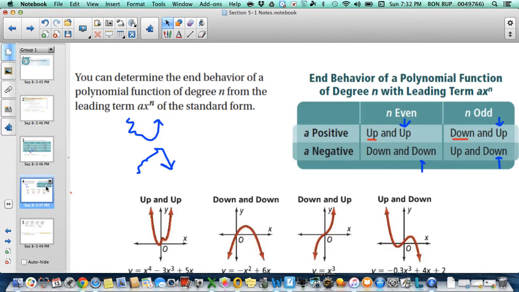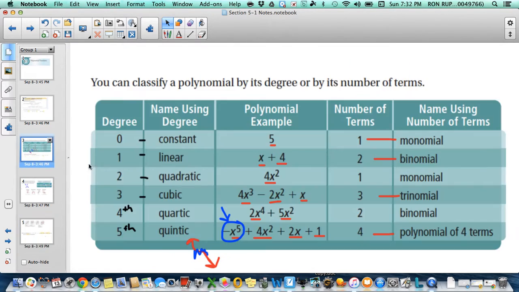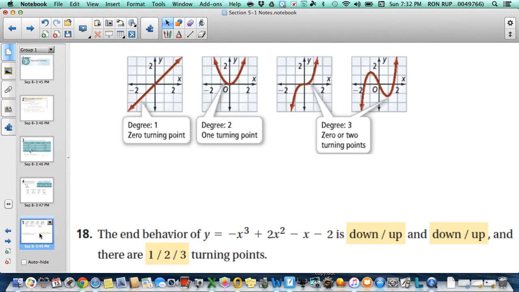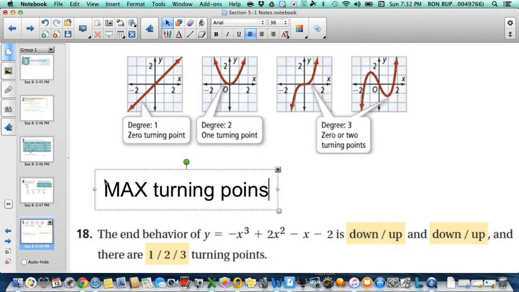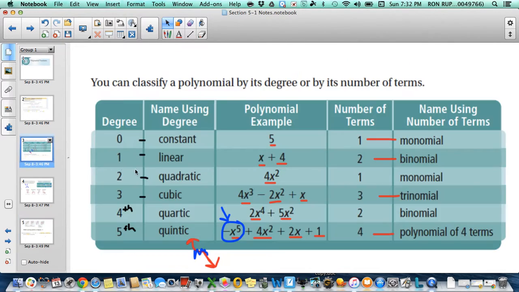And then so finally we get to maximum number of turns. And all you're going to do is look at that degree. Again, that is the highest exponent, that first term. And the maximum number of turning points you can have, you want to just remember this rule. The max turning points is degree minus 1. And so in our example here, the degree is 5. So the maximum number of times that this could turn, so it could turn once, twice, 3, 4 times. It could turn up to 4 times because the degree is 5 and 5 minus 1 is 4.